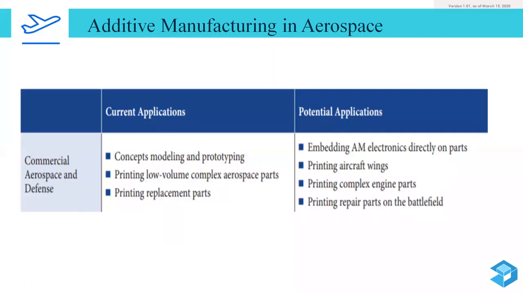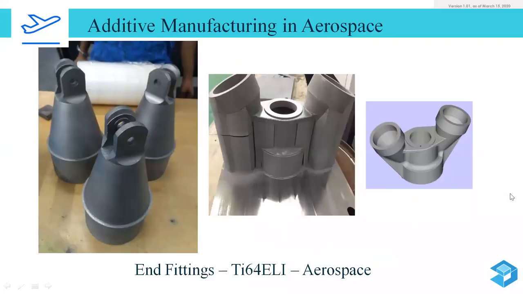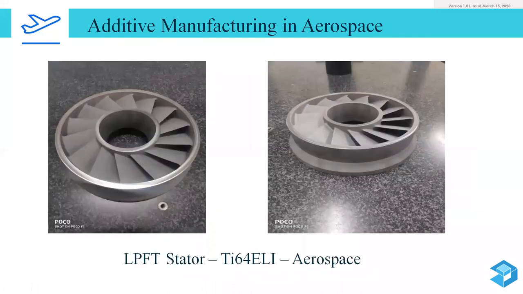And this is one of the rocket injectors that Objectify manufactured. This is made of stainless steel. And you can see all these features, these intricate holes, etc. These are also direct applications in the aerospace sector. And these end fittings. Now, as you know, titanium has been one of the most talked about materials in the aerospace sector. This is the support structure that is present. This is chipped off, and then you get the final product like this. These have been used by a few of the aerospace industries in India. And these LPFT stators that are manufactured using titanium were also manufactured by Objectify in our labs.